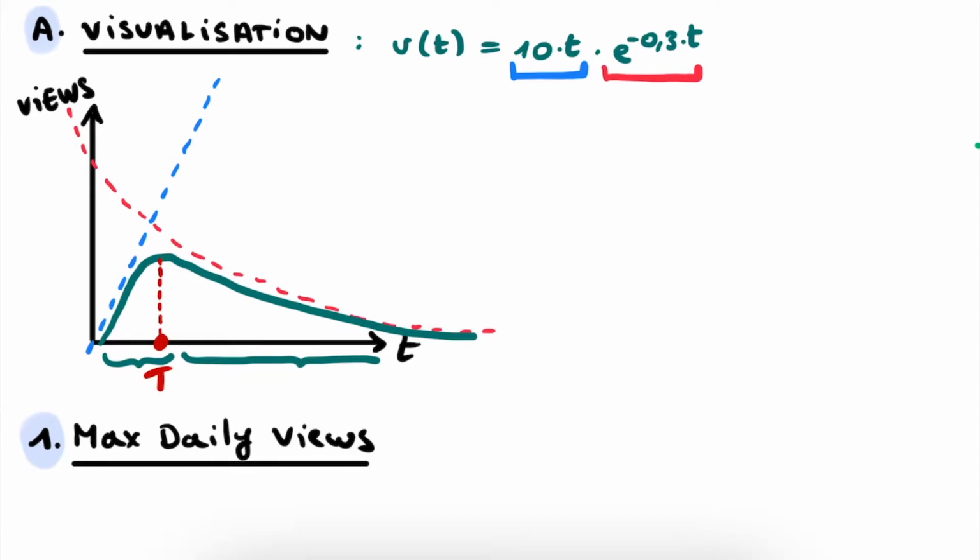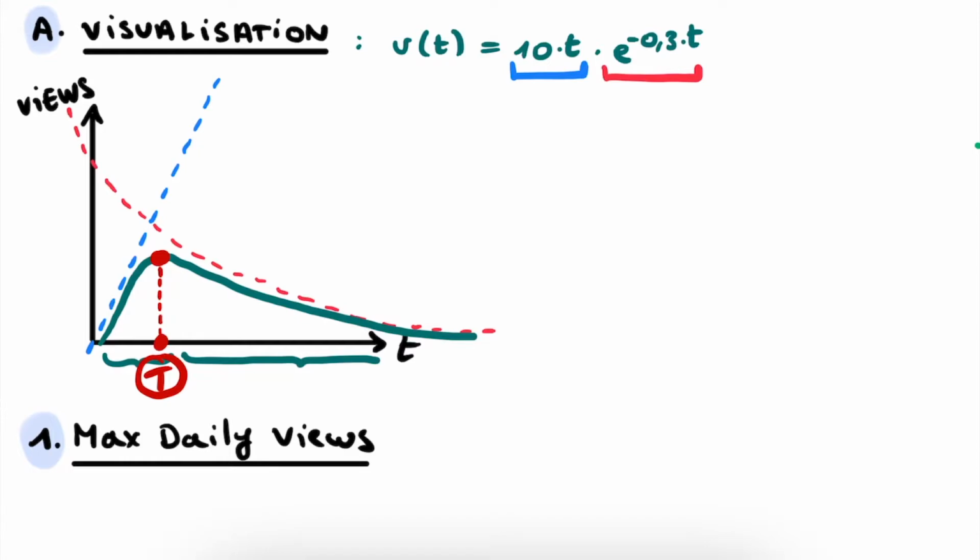Let's call it capital T, because we see that at this point our graph is at its maximum, meaning we have at this point the maximum daily views. Now, to actually get this time t, we will have to do some calculations. And this is a perfect example of an extremum problem, because we see that when we have our maximum daily views, our graph reaches its maximum.